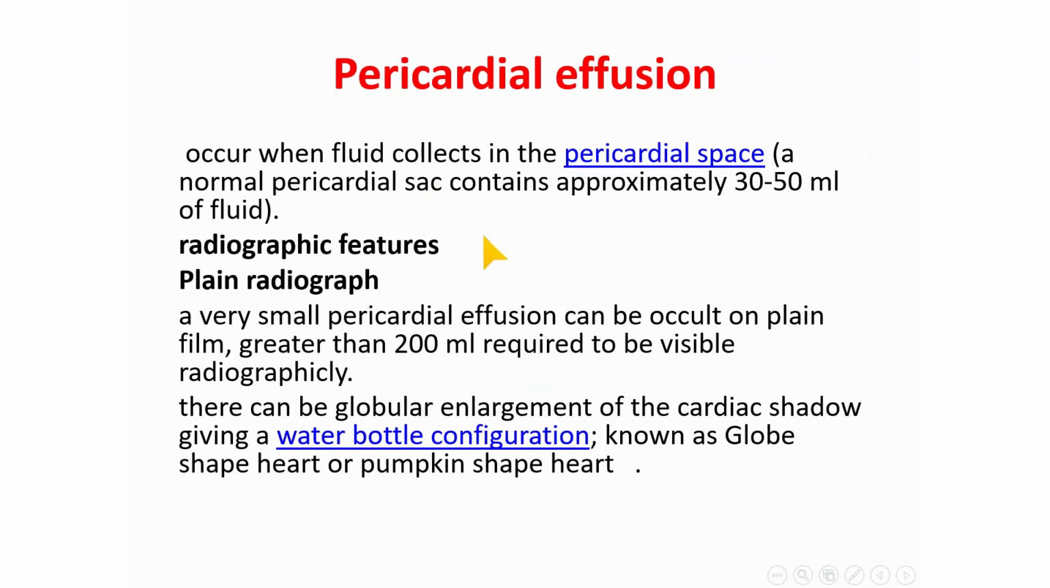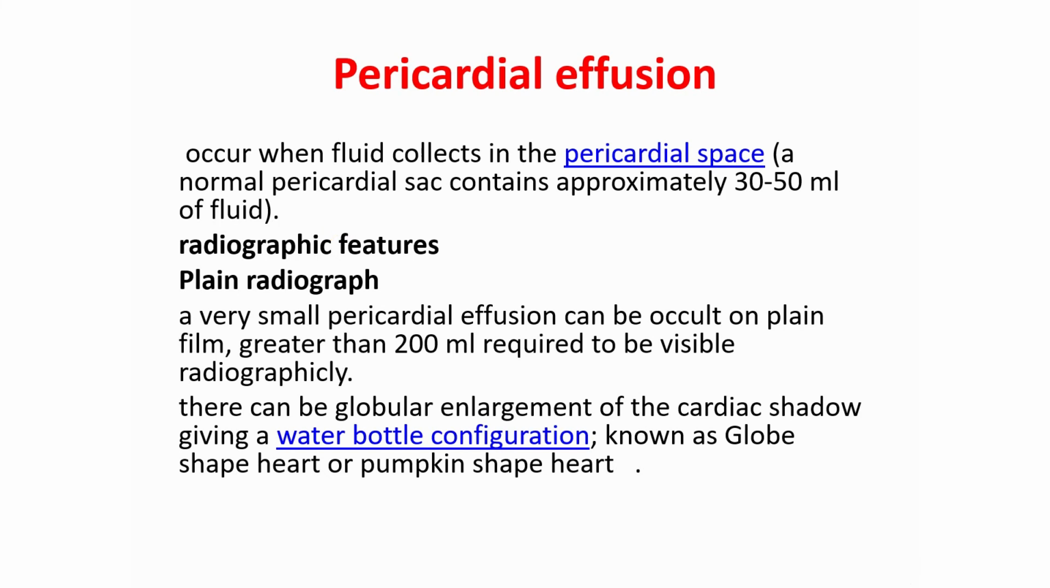Now the second cause of the increased cardiac shadow is the pericardial effusion. Here the heart by itself is normal size, but there is fluid around it, making the cardiac shadow enlarged. Normally, as we know, in the pericardial sac we have 30 to 50 ml of fluid. Normally, this prevents the friction of the heart with the pericardial sac.